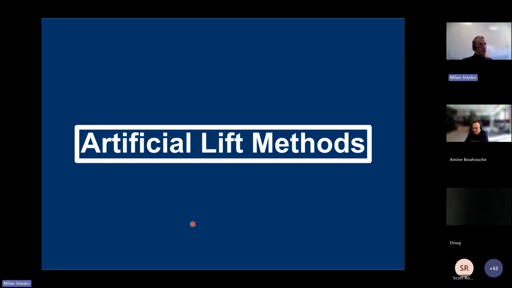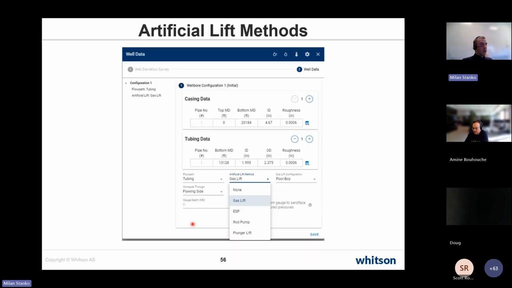Now, the artificial lift methods that are in the software. This is again in the same screen where you specify the well completion. Then you have these artificial lift methods, and these are all the methods that are available. None, which is simply natural flow. Gas lift, where we're injecting gas either through the annulus or through the tubing, and then producing through the other. We have an electric submersible pump. We can have a rod pump, or we also have a plunger lift. These are all the options that we have.